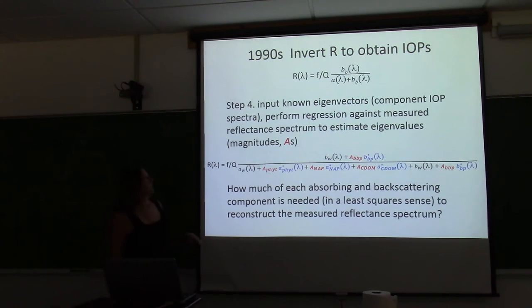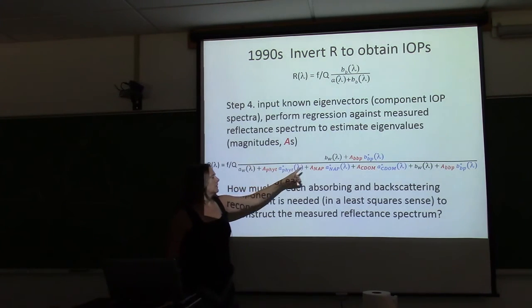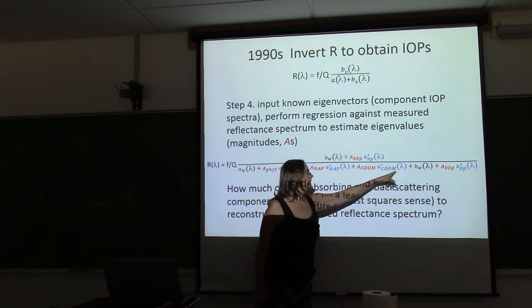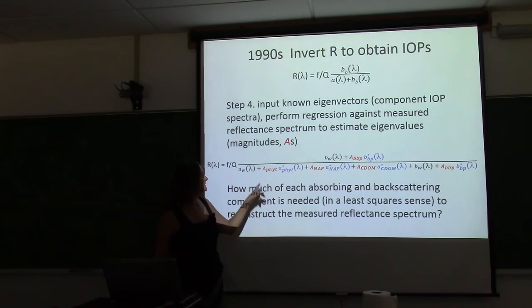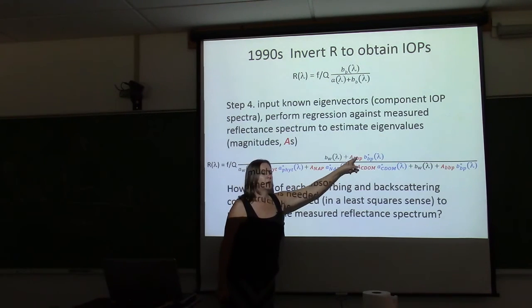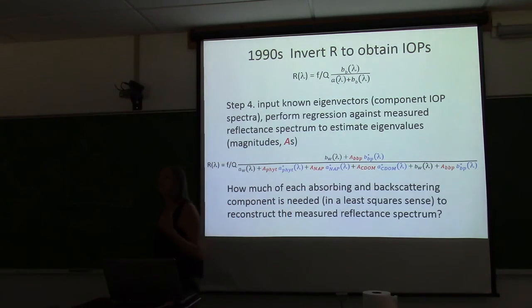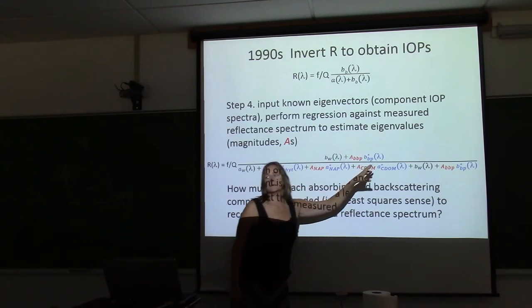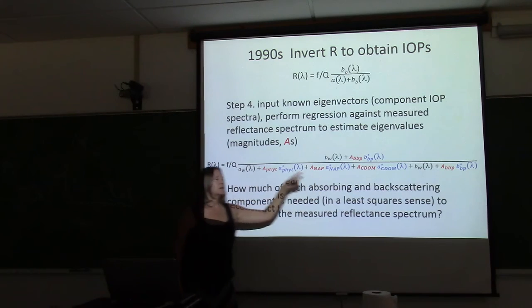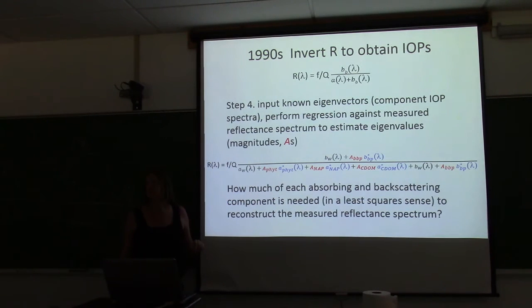Right. Yeah. So what we do is we measure a spectrum of reflectance. We know, or we've defined, the spectral shapes of these, and we do a multiple nonlinear regression to estimate these coefficients, these scalars, in a least squares minimization. So essentially what we're asking is, how much do I need of each one of these absorbing and backscattering components in this mathematical formula to reconstruct our reflectance spectra?